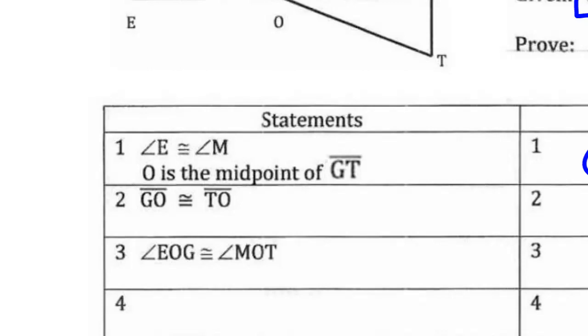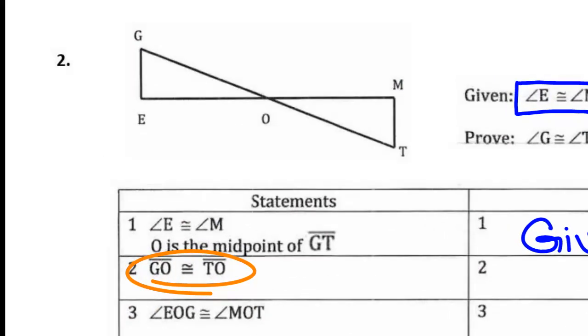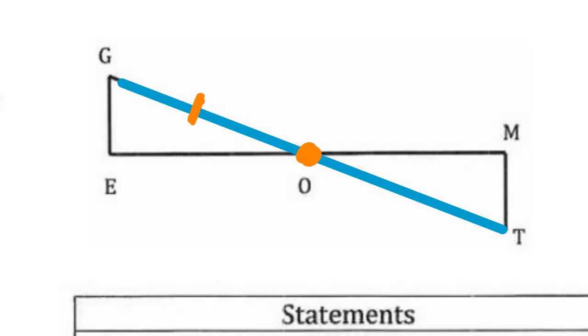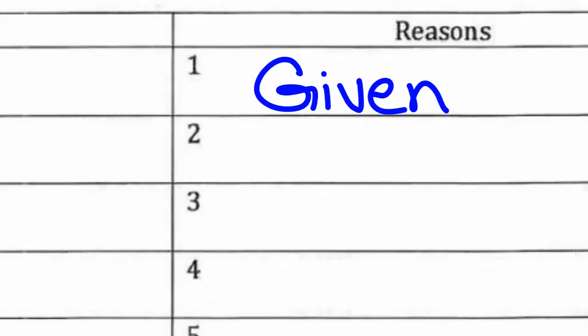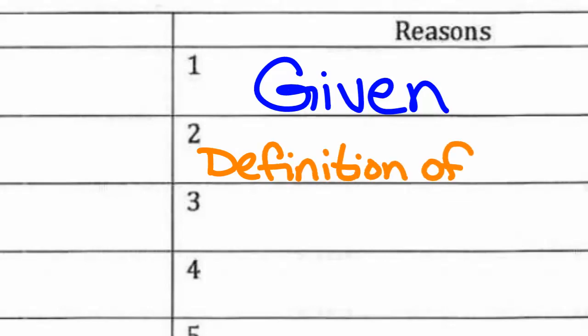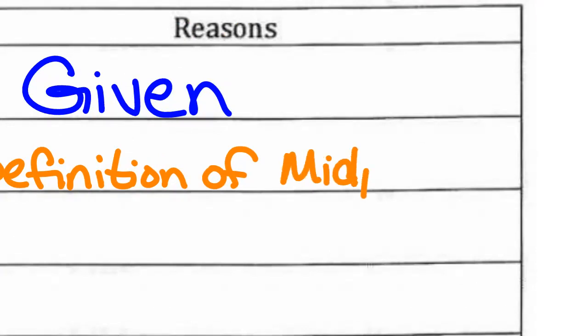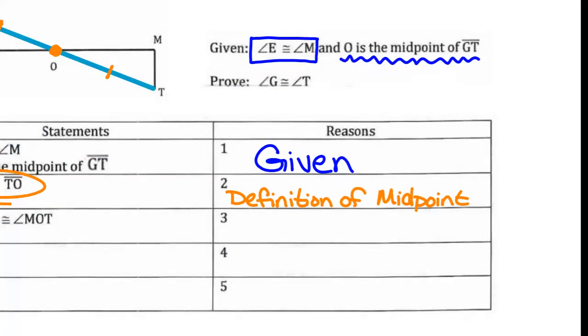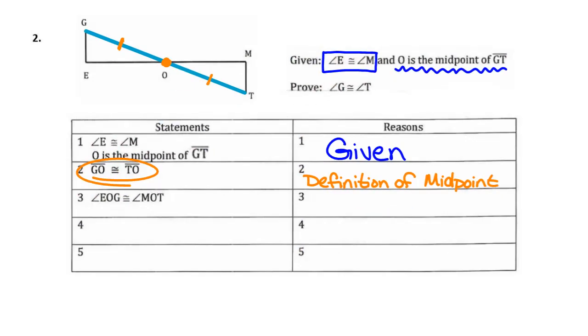The next statement that they made was that segment GO is congruent to segment TO. Here's GT, and here's point O. What were we told about point O? It's the midpoint of GT. So why could I say that GO is congruent to TO then? Definition of midpoint. We are using the definition of what it means for something to be a midpoint.